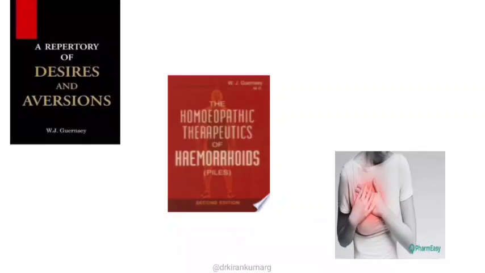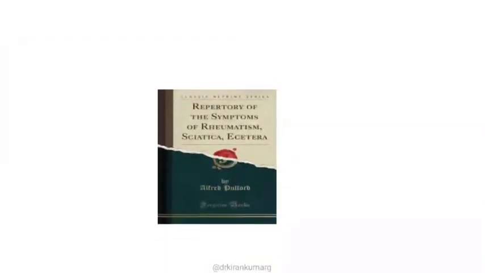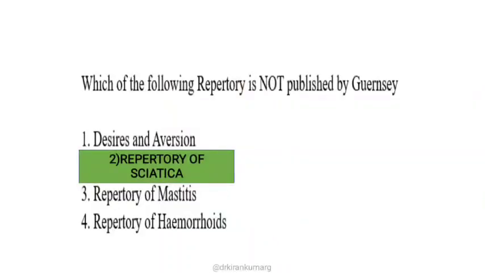So Guernsey has contributed quite a bit in the field of regional repertories. Whereas the other option, Repertory of Sciatica, was written by Alfred Pulford. So the right option is Repertory of Sciatica, whereas the other three books have been published by Guernsey.